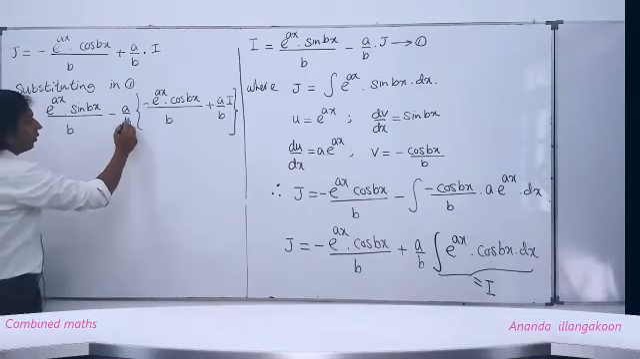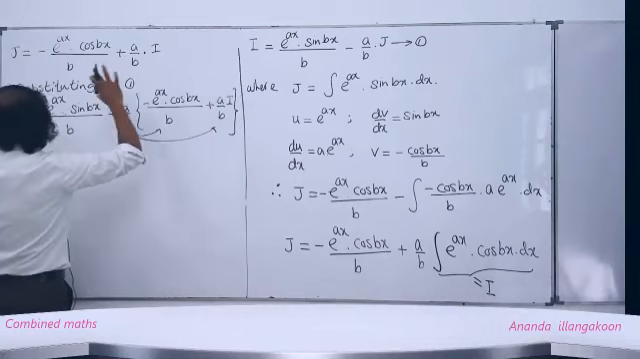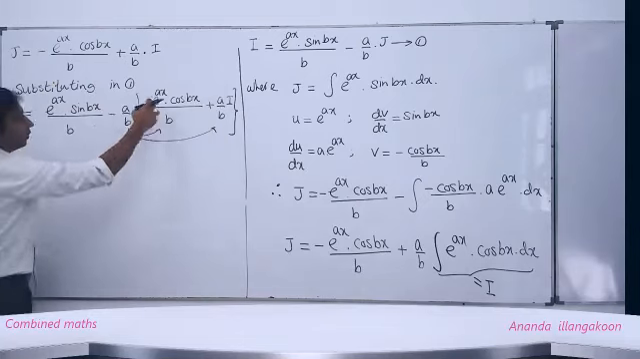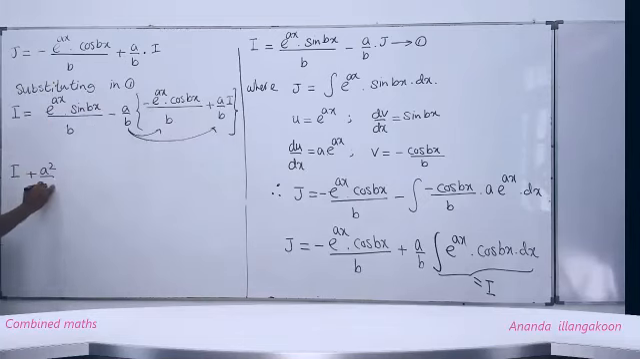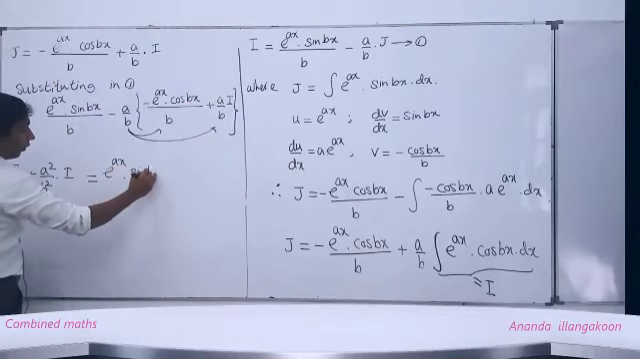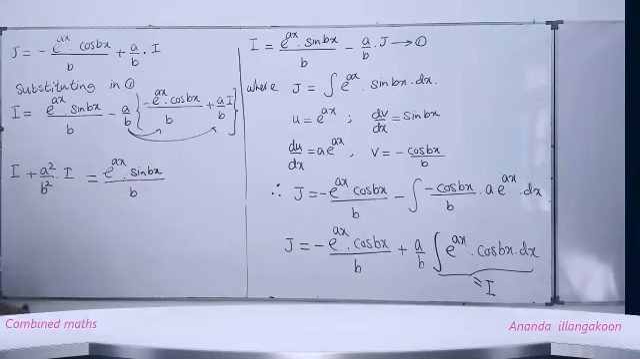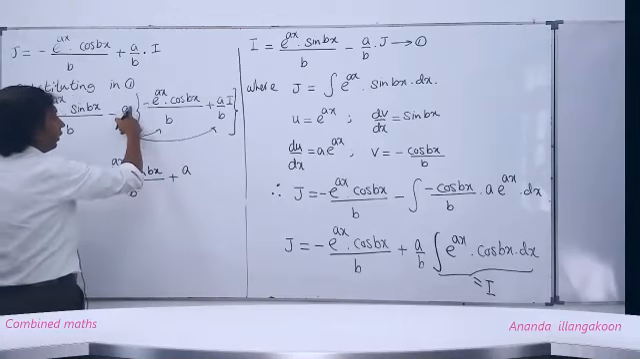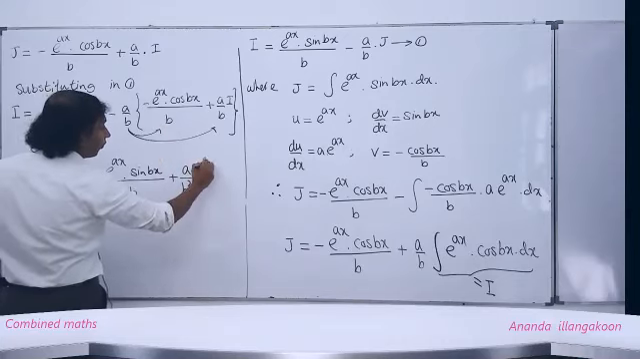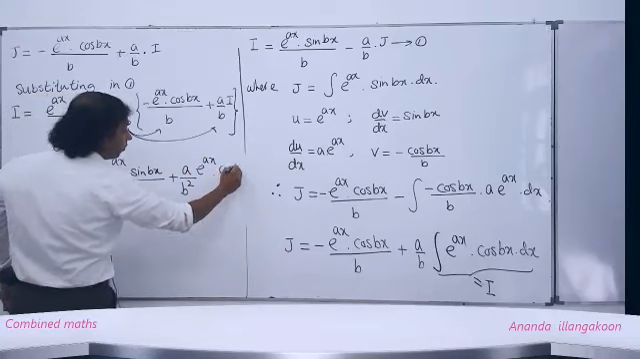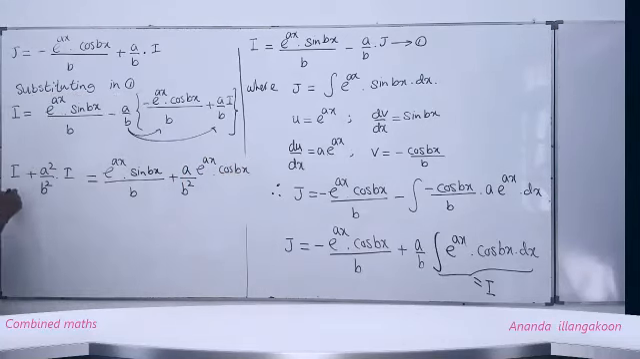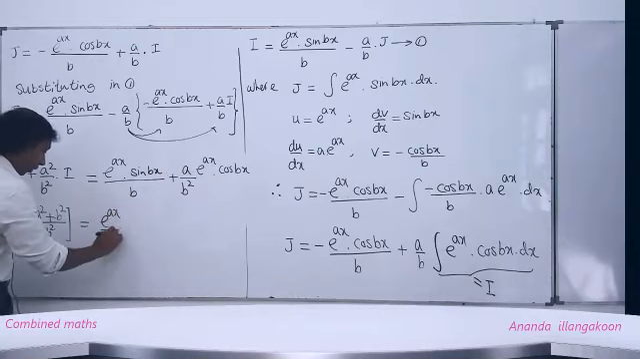Now we remove the bracket by multiplying this way, and this I we take to the left hand side. Then we get I plus a squared divided by b squared times I is equal to e^(ax) sin bx divided by b, minus and minus make plus, a over b squared times e^(ax) cos bx. Now we take this I out and take b squared as common denominator. Then this is a squared plus b squared divided by b squared. On the right hand side, we can take e^(ax) divided by b squared out.